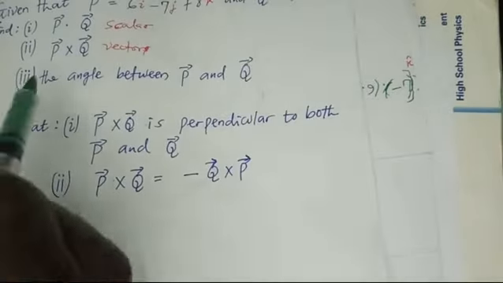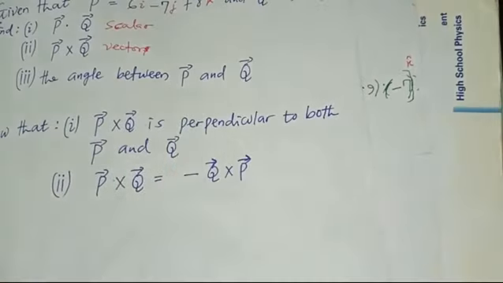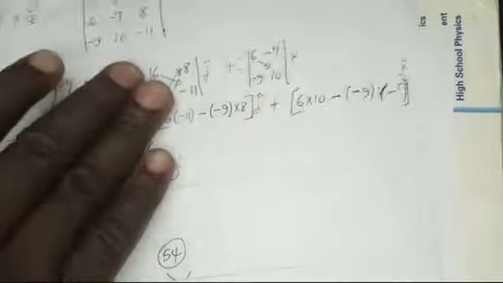Roman number 3 says we should find the angle between vector P and vector Q. There are two ways of obtaining this angle, and any one you use is correct. You can choose to use either the dot product or the cross product. Since this is a class, we are going to use the two methods and see if our answers will be identical.